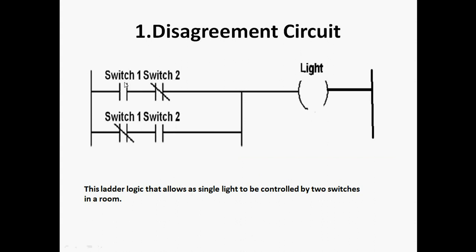So we are using two normally open and two normally closed switches. In the first rung, switch 1 and switch 2 are in series, but switch 1 is called normally open and switch 2 is called normally closed. Then and only then the light, which is our output, will turn on.